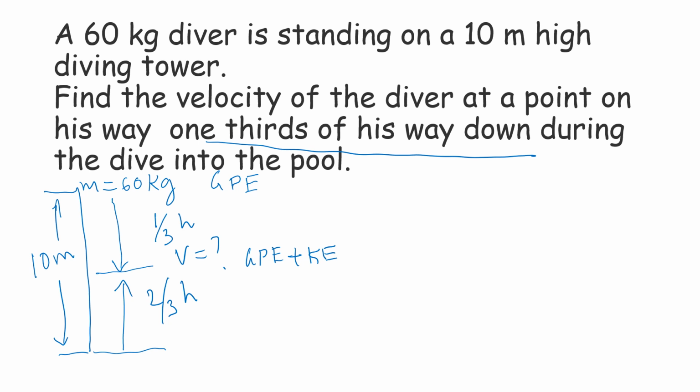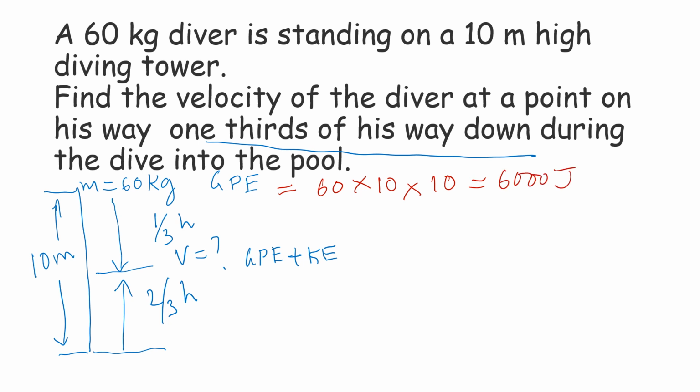All right. So let's find out one by one. First, let's find out what is the total gravitational potential energy at the top, and that is going to be the mass of the person, which is 60, times the gravitational acceleration, which is 10, times the total height, which is 10 again. So it's 6,000 joules.